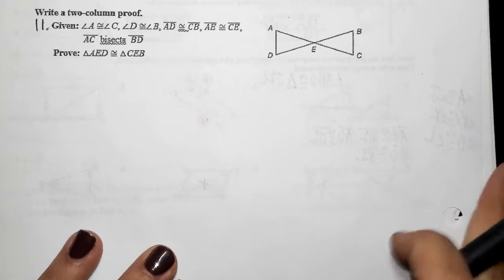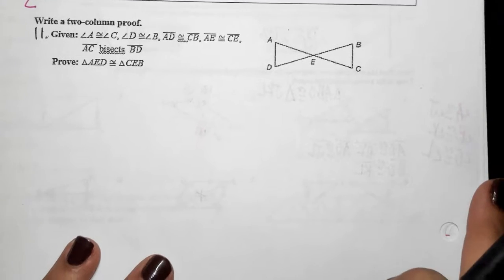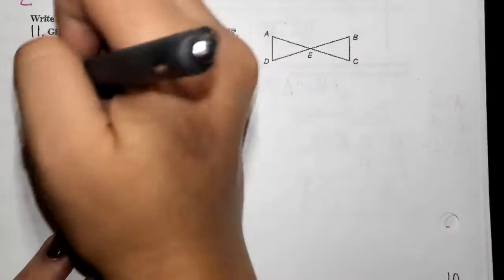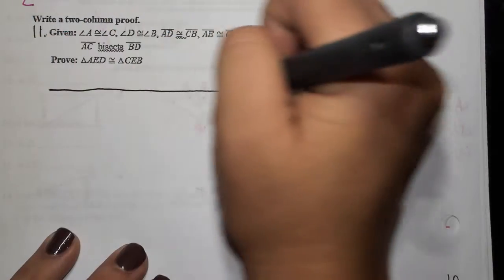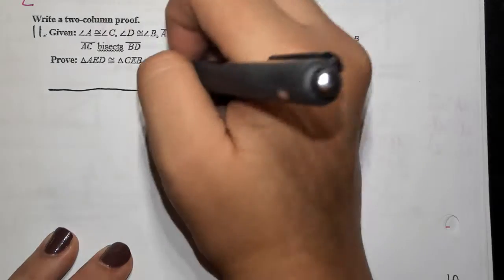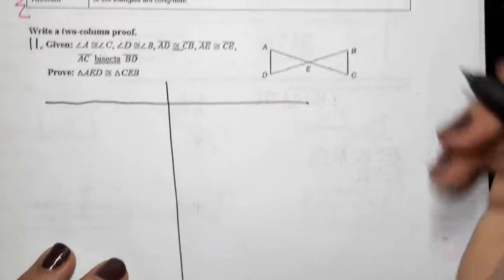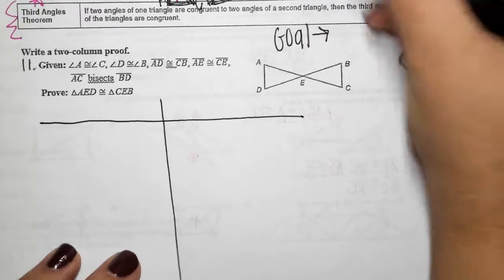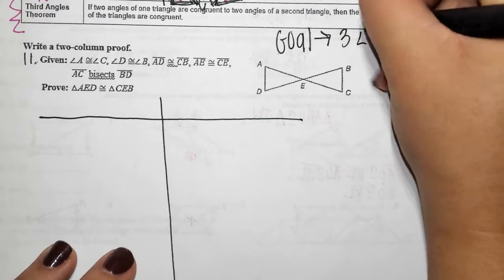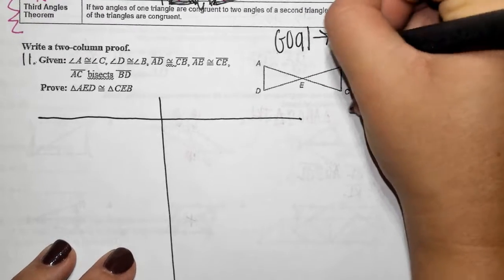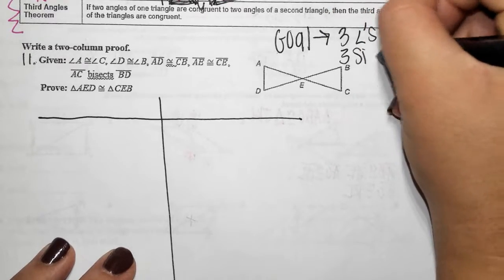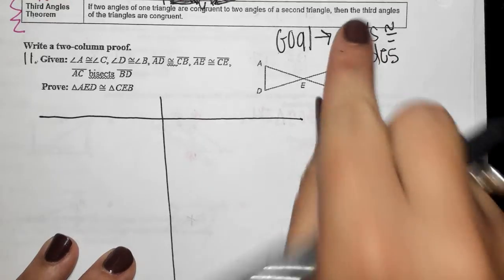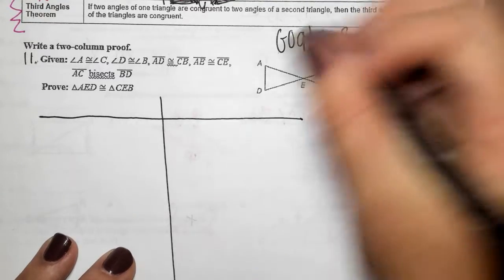It's really not as bad as the proofs in Chapter 2. The reason it's not so bad is because we have the same goal every time. Our goal every single time is to prove 3 angles are congruent and 3 what? Sides. Every time. You're not done until you've shown 3 angles are congruent and 3 sides are congruent.